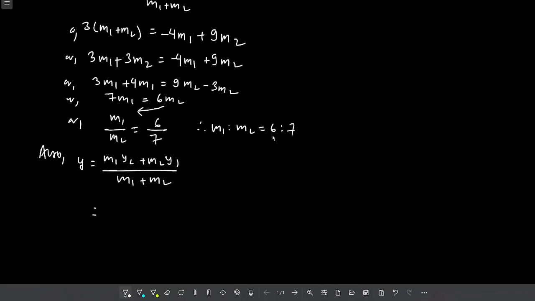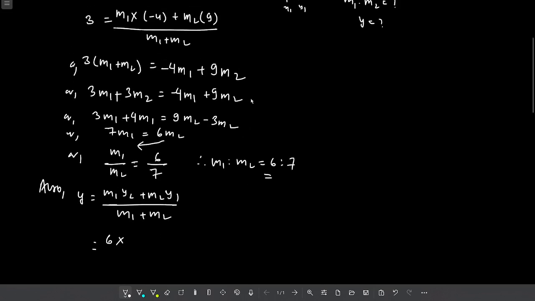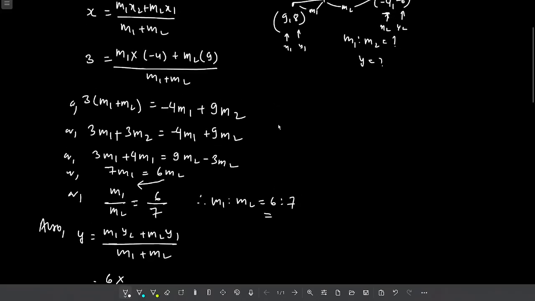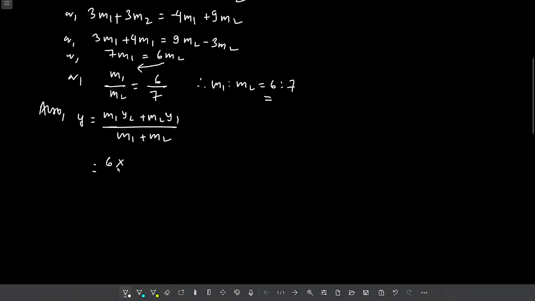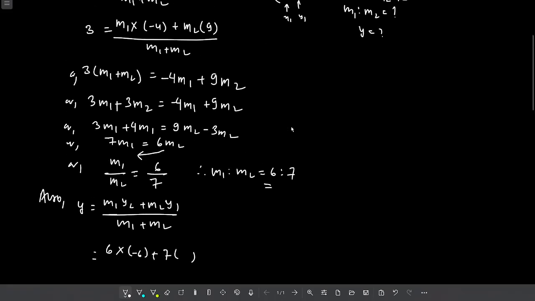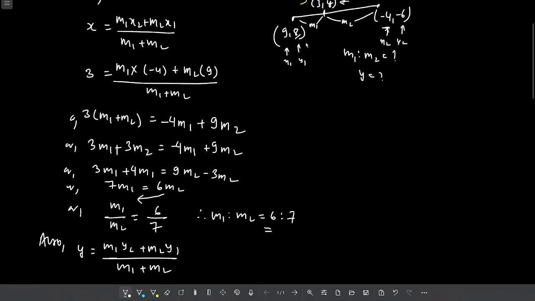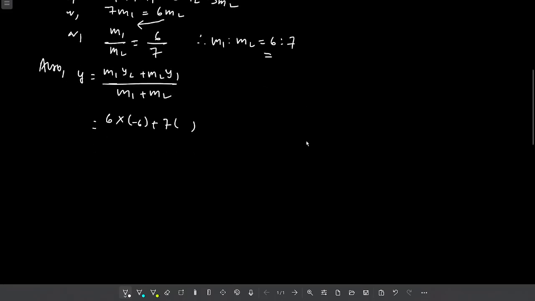The value of m1 can be placed as 6, right? And what is the value of y2? The value of y2 is minus 6. y2 is minus 6 plus m2 is 7, and the value of y1 is how much? 8.